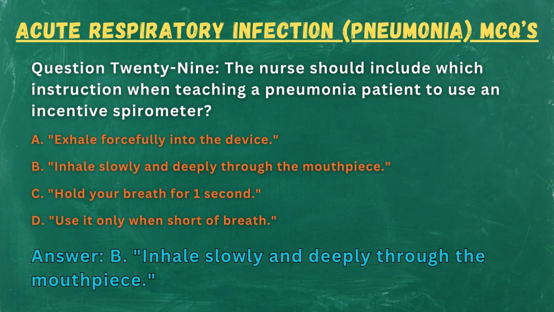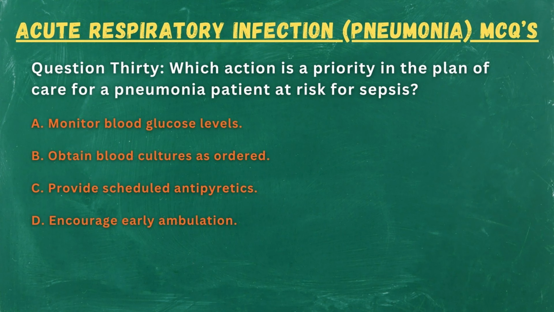Answer. B. Inhale slowly and deeply through the mouthpiece. Question 30. Which action is a priority in the plan of care for a pneumonia patient at risk for sepsis? A. Monitor blood glucose levels. B. Obtain blood cultures as ordered. C. Provide scheduled antipyretics. D. Encourage early ambulation.